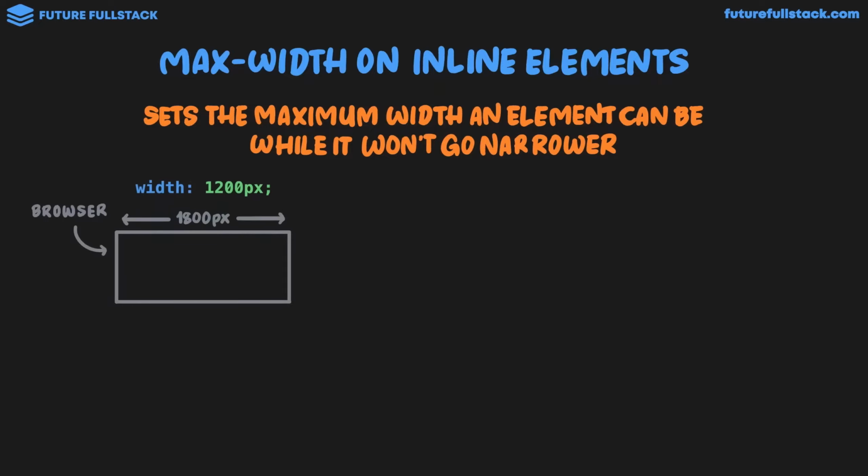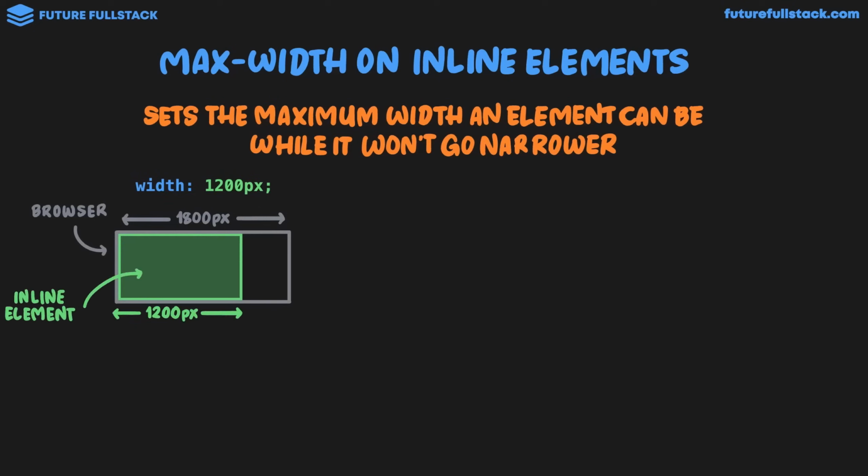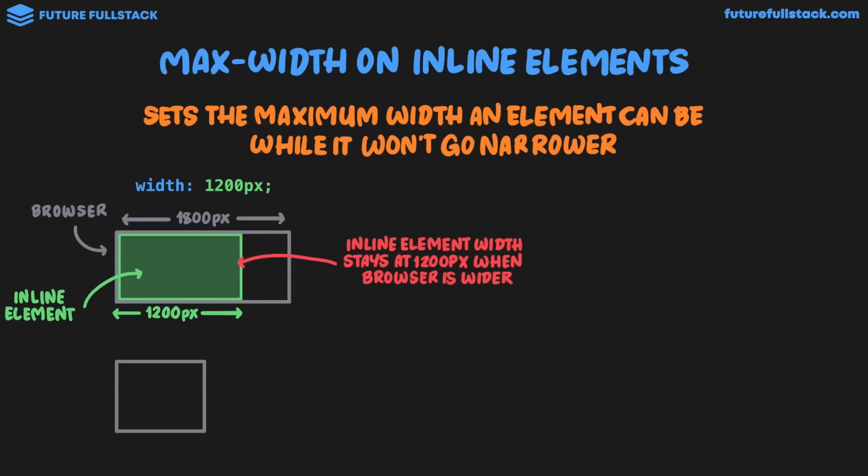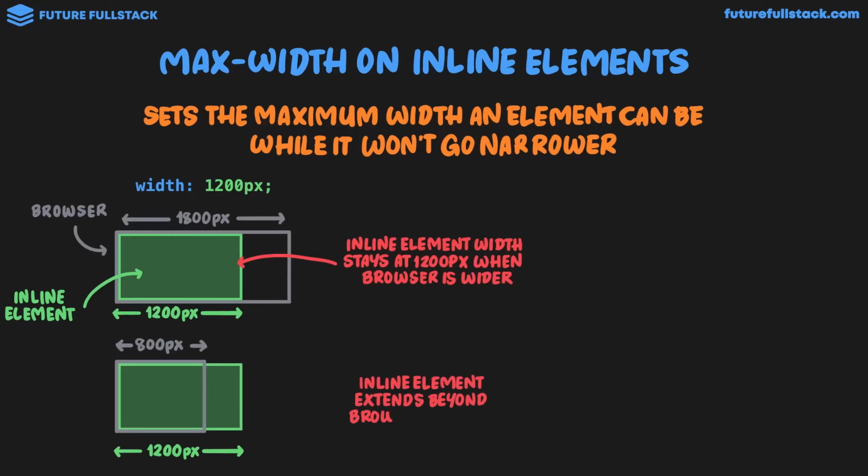We'll now define a width of 1200 pixels on an inline element. So for the fixed width property, the inline element width stays at 1200 pixels when the browser is wider. The exact same behavior as a block element. When the browser now goes narrower, say 800 pixels, the inline element remains at 1200 pixels, its fixed width value. So the inline element extends beyond the browser when it is narrower. And again, this is the exact same behavior so far that we've seen for a block element.